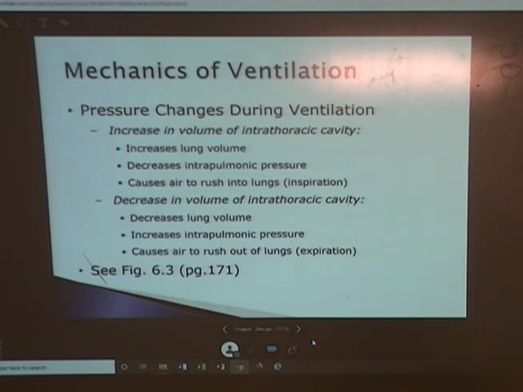Similarly, if we decrease the volume of this cavity inside our chest, that increases the pressure, right? So I've got a smaller amount of room with the same amount of air in there. So that increases the pressure, and it's now higher than the pressure out in the atmosphere, and so air moves out into the world. Expiration, I breathe out.